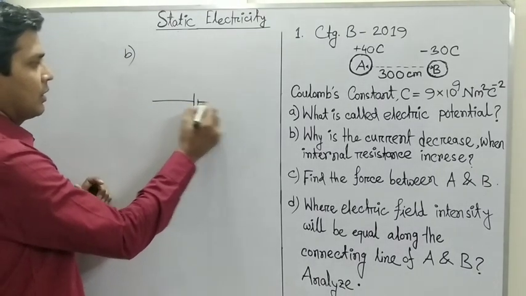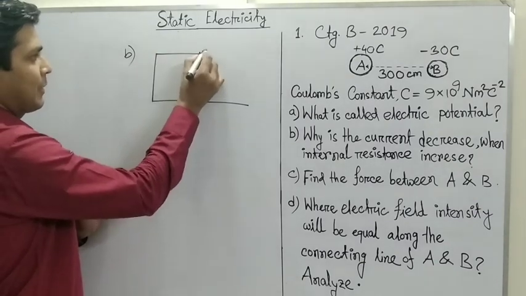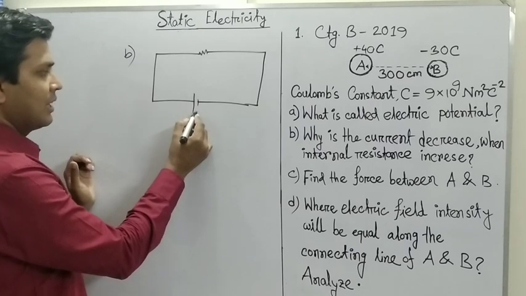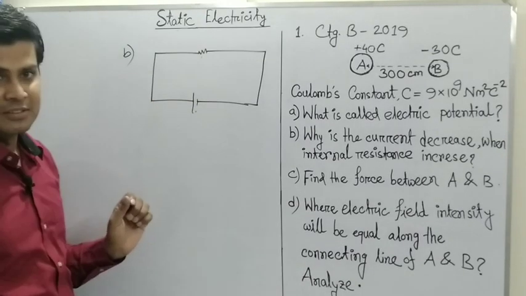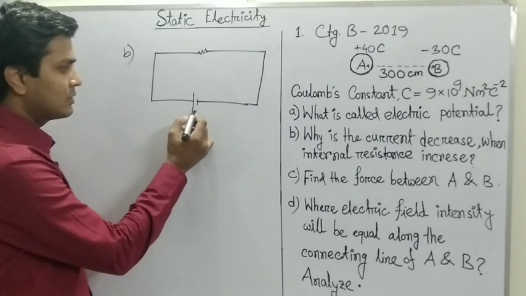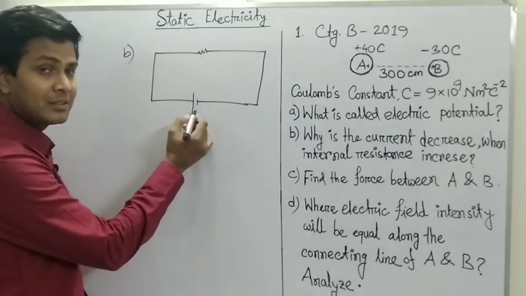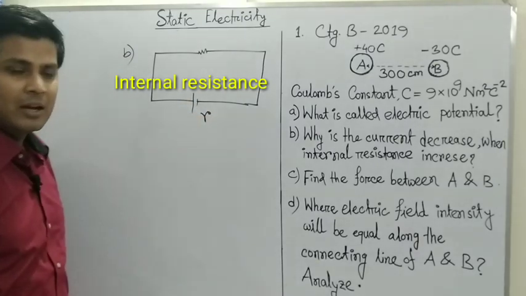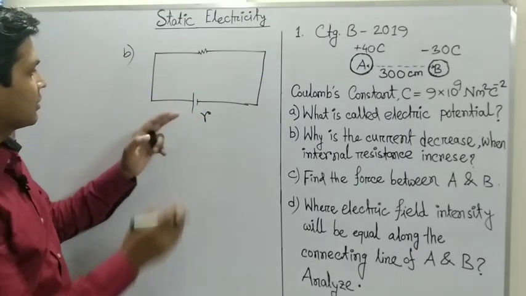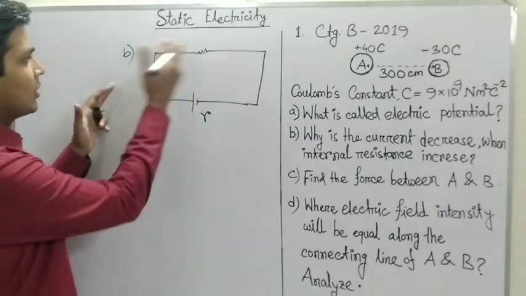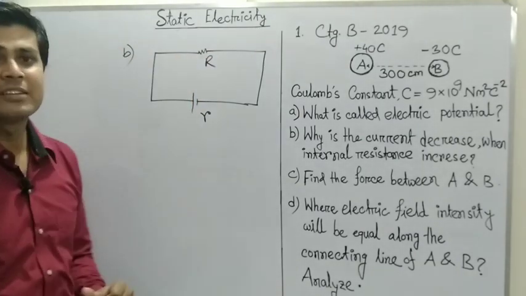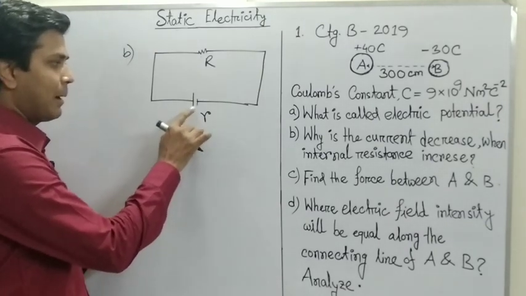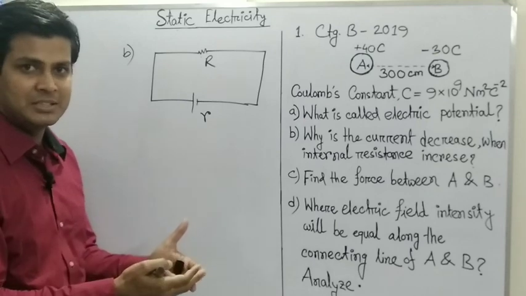If we draw a circuit, this is a simple circuit. You can see here a source, here is a resistance, and in the source there is a small amount of resistance which is called internal resistance, and it is denoted by r. And outside of the source or outside of the cell, all the resistances are called external resistance. And due to the internal resistance, some amount of current will be resisted.